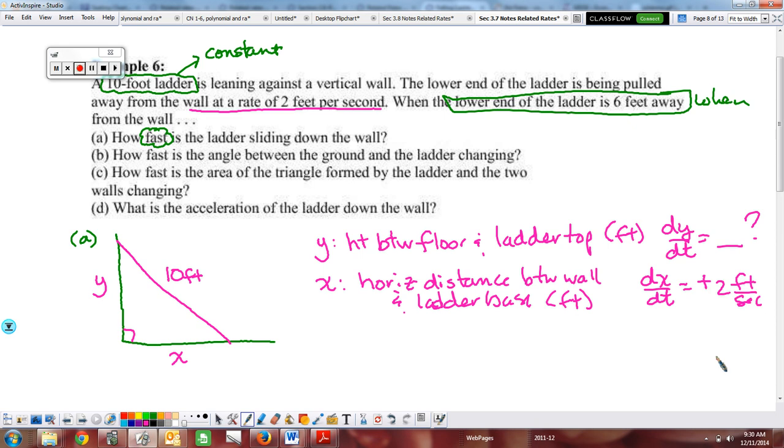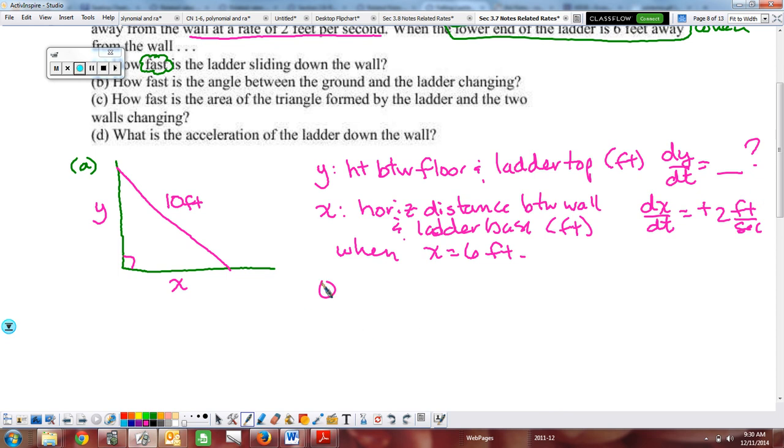Okay, so the quantity and what I'm looking for, which rate, the quantity and the rate that I am given. The when is when x equals 6 feet. All right? And then we come up with our quantity equation, or quantity formula. We have this information.